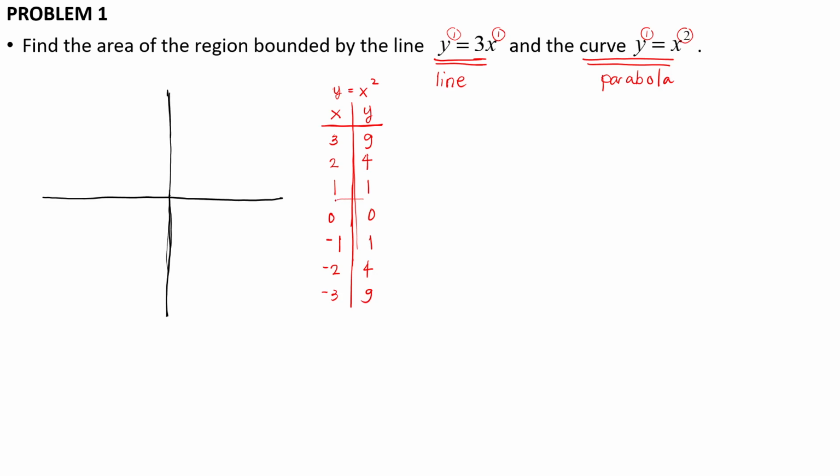Okay, so notice that we have 0, 0. That will be the first point. So let's say this is 1 and 1, then 2 and 4. Let's say this is 9. So this is the positive portion. The negative portion is just the mirror image of your parabola.